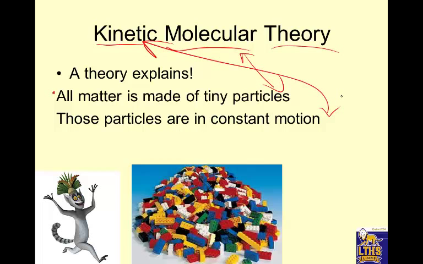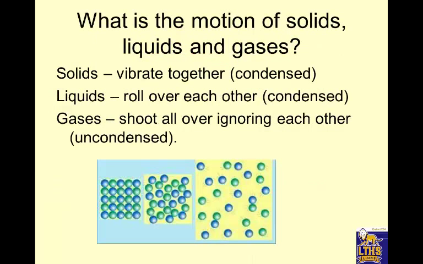All right, so we can explain the behavior of matter like King Julian. He likes to move it. And then if you want all these pieces to move, you got to click them. Okay, so kinetic molecular theory: matter is made of tiny particles. Particles are in constant motion.